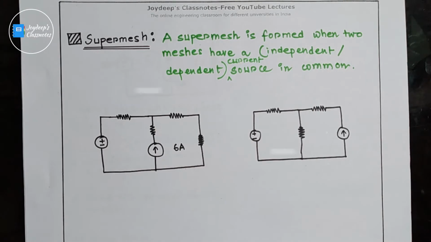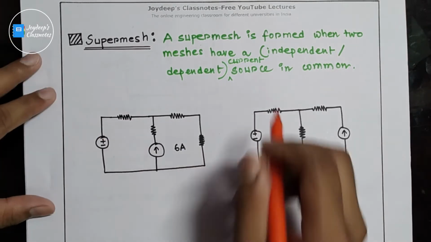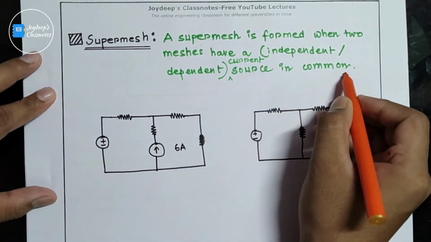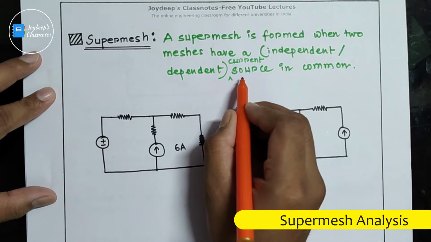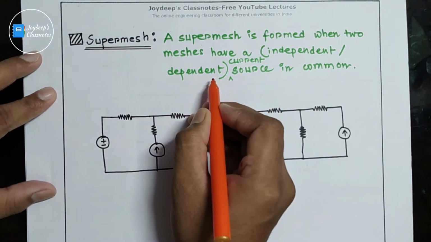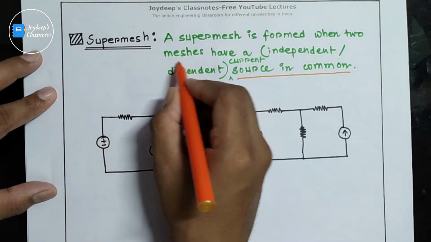So the first question that arises in our mind is, what is a supermesh? A supermesh is formed when two meshes have a current source in common, and that current source can be an independent current source or a dependent current source. Clear? So a current source should be in common between two meshes.